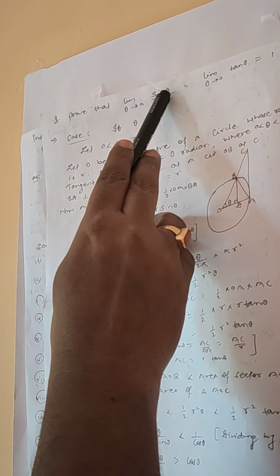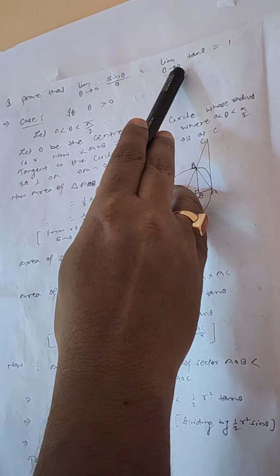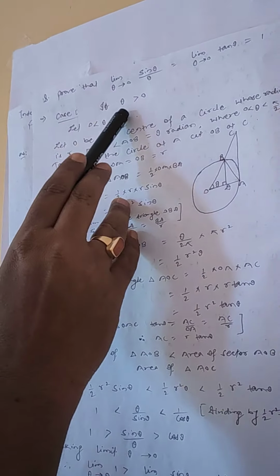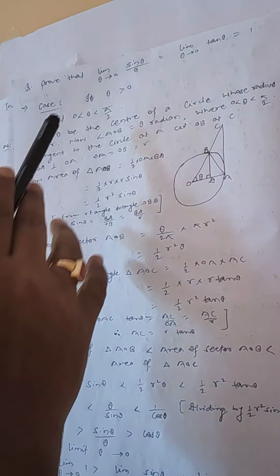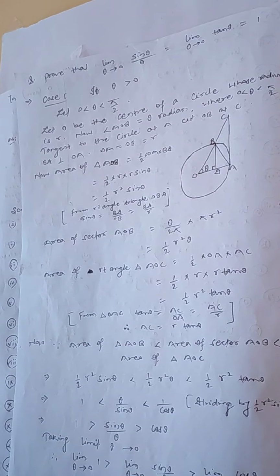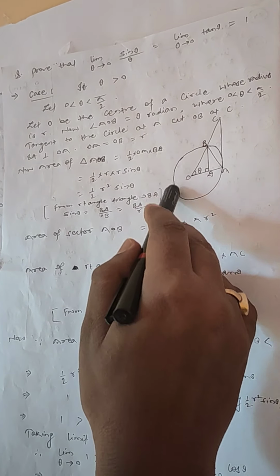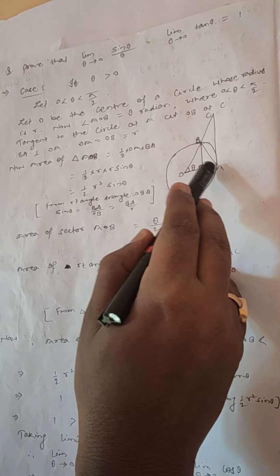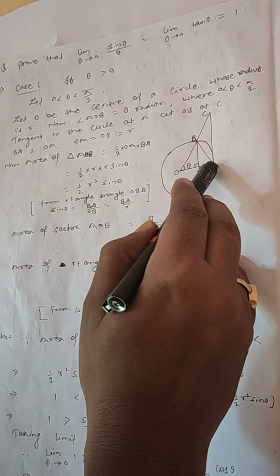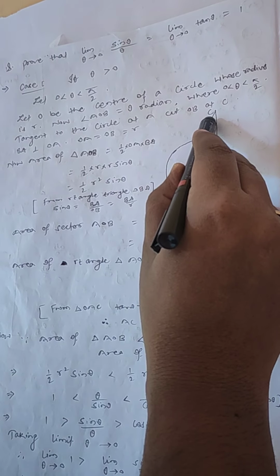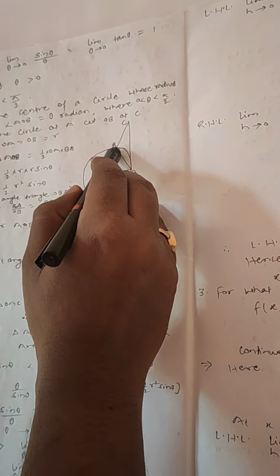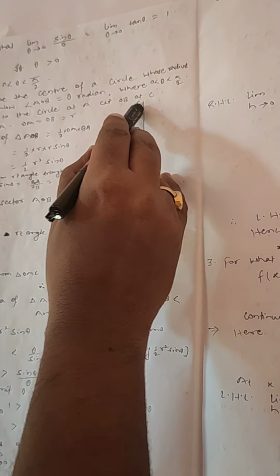Limit theta tends to 0 of sin theta by theta, and limit theta tends to 0 of tan theta by theta equals 1. Here we are taking theta positive, theta lies between 0 to 90 degrees. Now we draw a circle with center O and radius R. OA and OB are the radii. We extend OB and draw the tangent from A. Both lines meet at point C.